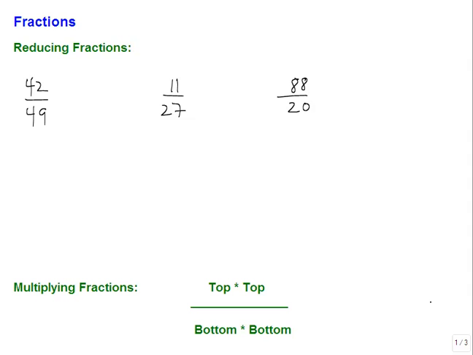Welcome to the lecture on fractions. We're going to review how to do some simple operations with fractions, beginning with reducing them.